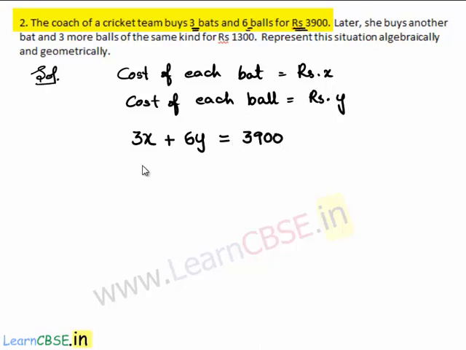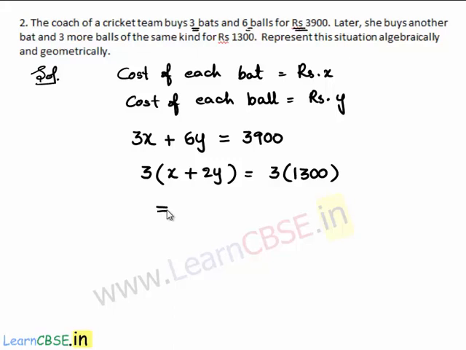Now we can take 3 as a common factor. So 3 times (X plus 2Y) is equal to 3 times 1,300. So 3 gets cancelled on both sides. We'll be getting X plus 2Y is equal to 1,300. So I name this as equation number 1.